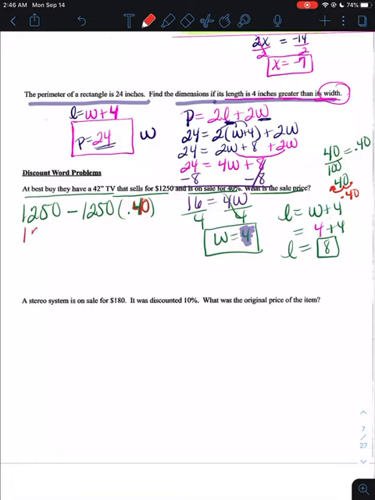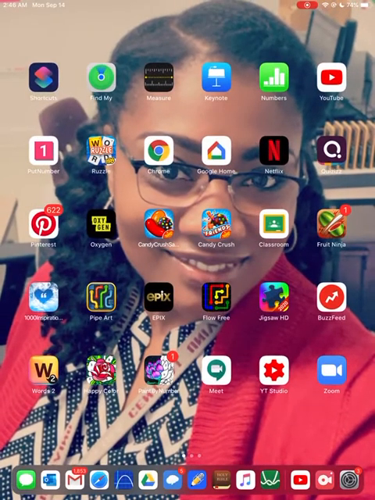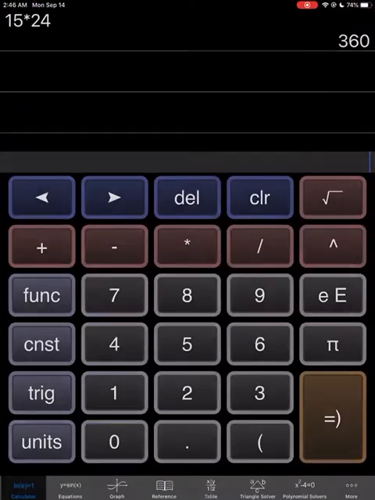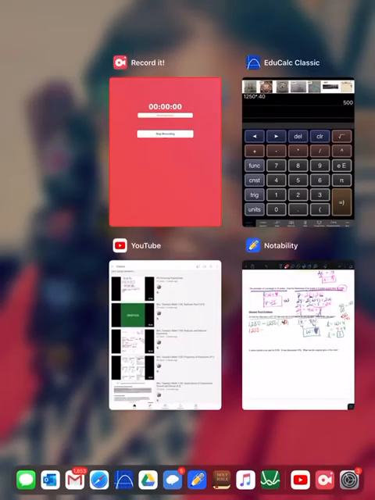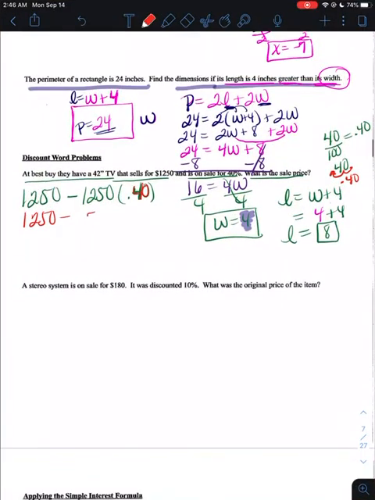So let's see what we have here. So this is 1250 minus 1250 times 40. Let's see what this is. So 1250 times 0.40. So that's $500 off. So 1250 minus $500 is going to be $750.